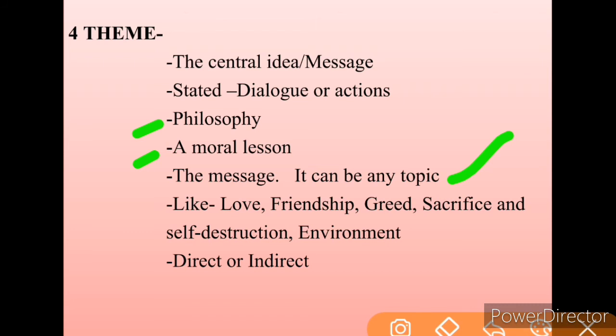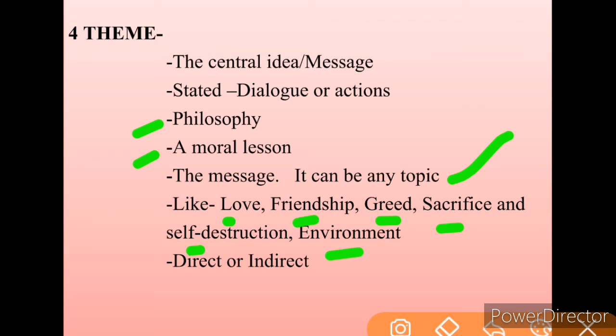When a person describes a story's theme, the person is describing what can be learned about life and or people from the story. Theme is so important. It is often described as the fourth element of the short story. Sometimes theme is confused with the moral of the story. It can be of any topic like love, friendship, greed, sacrifice, self-destruction, environmental consciousness.